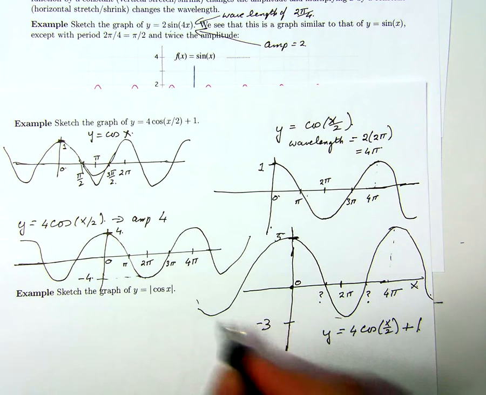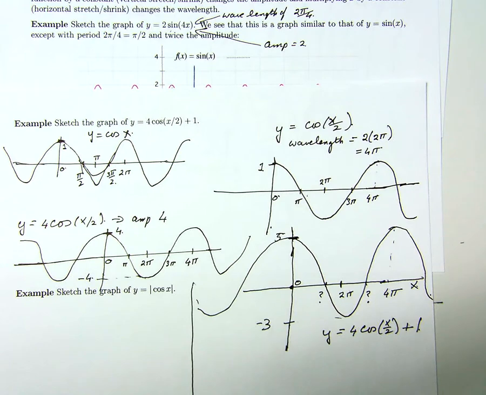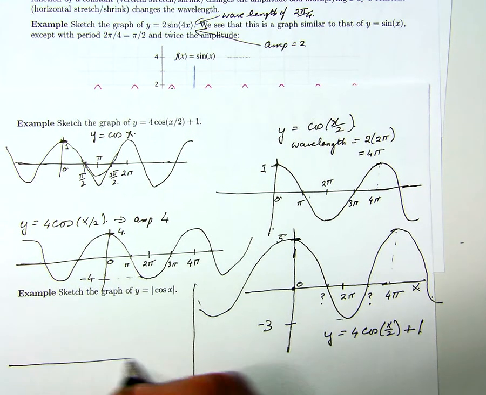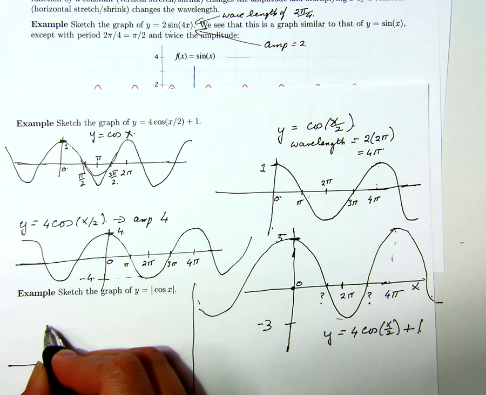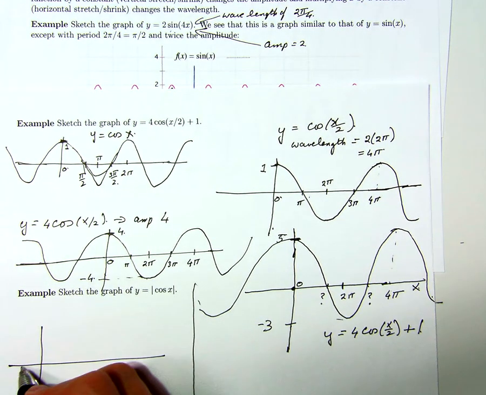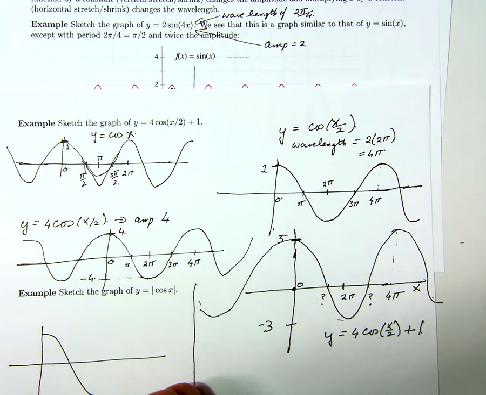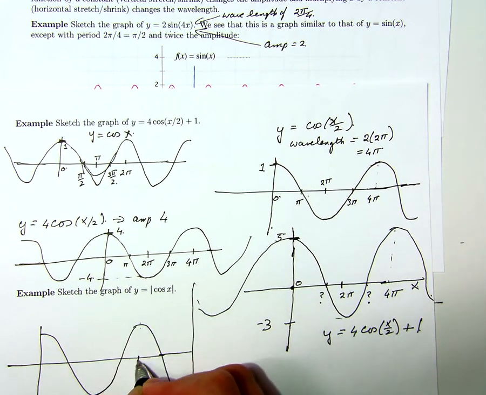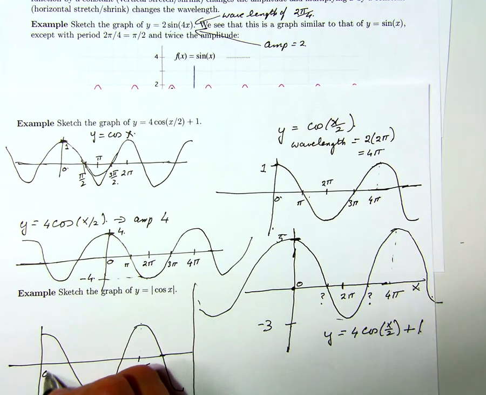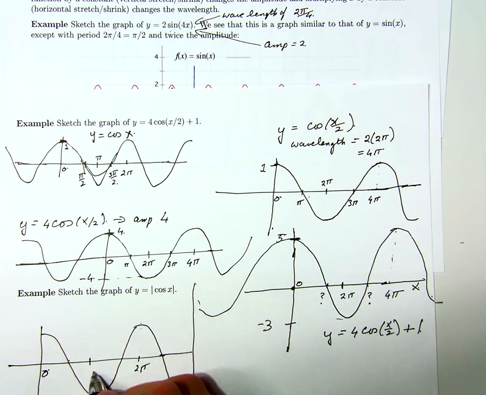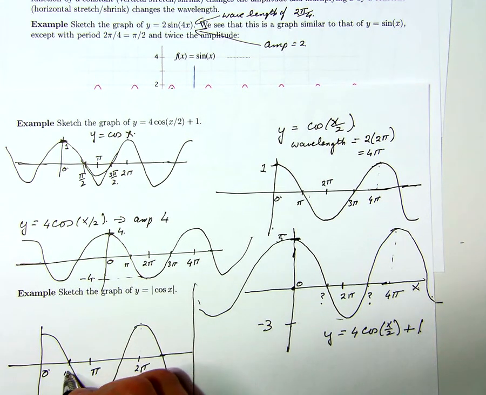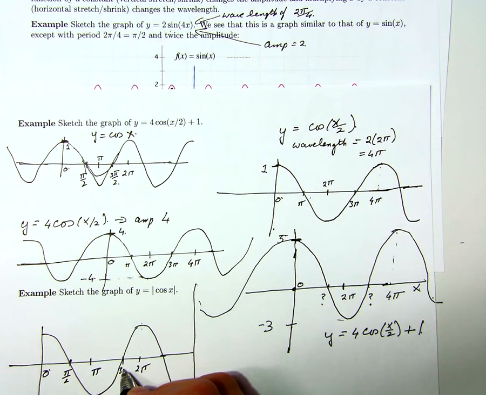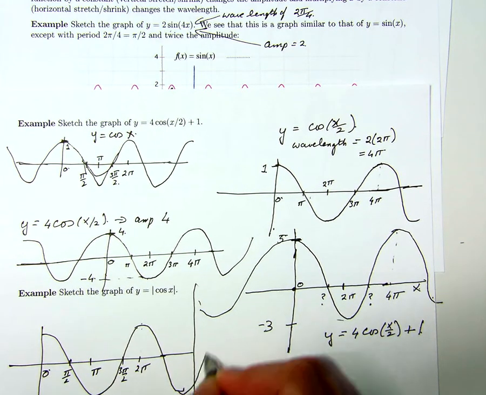How would we sketch the graph of the absolute value of cosine of x? Well, we would start with cosine of x, which we have above. It's our wave function, completing one full wave on an interval of length 2 pi, and then it repeats.